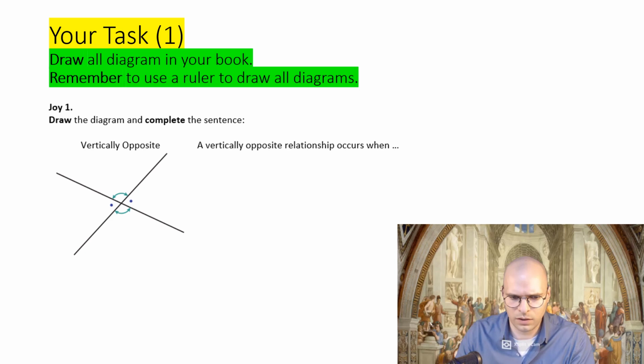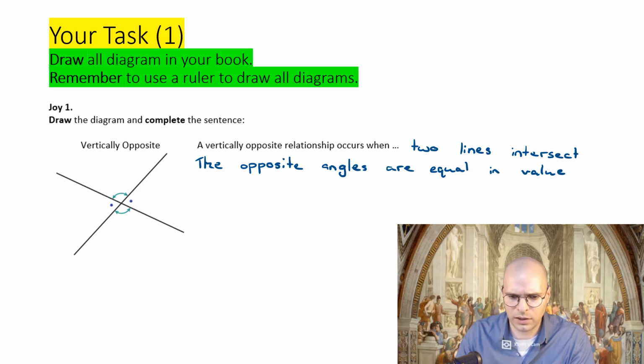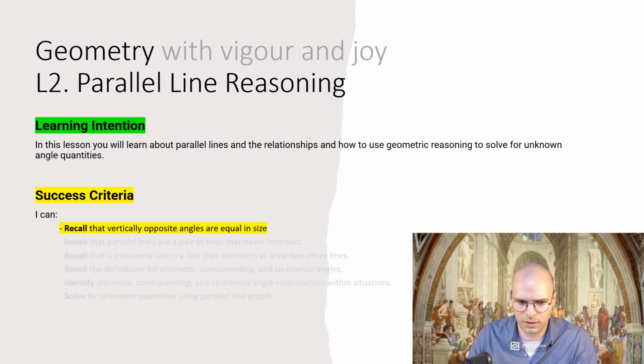Your turn. Draw the diagram in your book and complete the sentence. A vertically opposite relationship occurs when. Pause the video. A vertically opposite relationship occurs when two lines intersect. The opposite angles are equal in size. By now, you should be able to recall that vertically opposite angles are equal in size.